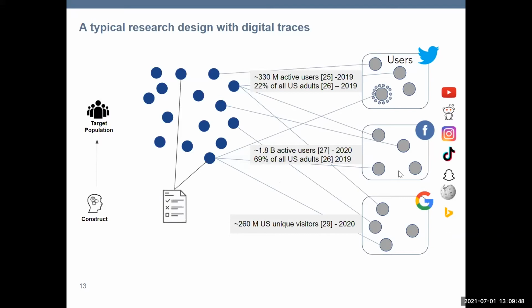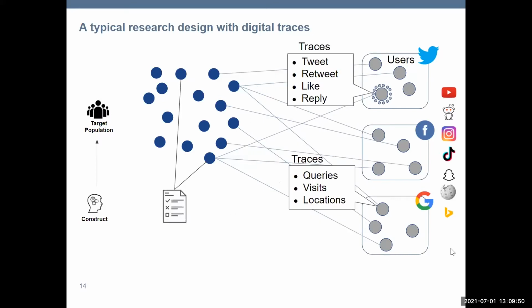So that might be all kinds of things. For Twitter, it might be tweets, retweets, likes, and replies. And for Google, a Google search, it might be the query you send, so the search terms you send as a search query, the visits of the websites you're actually going to, or the location that you're at, for example, taken from your IP. And in other systems, these might be very different. But often they have some commonalities. For example, there's text shared or certain links between people. And that's exactly what you can work with.